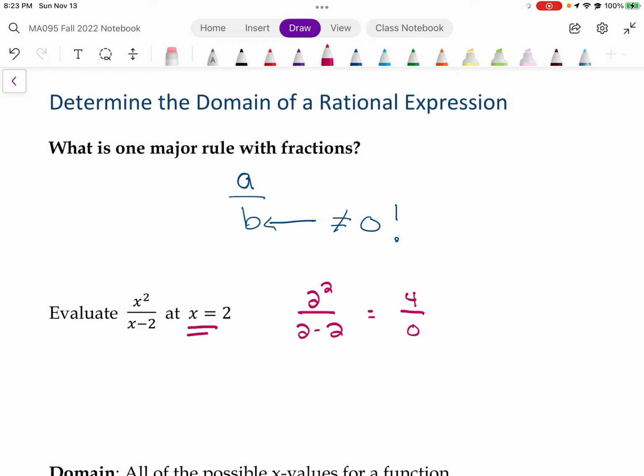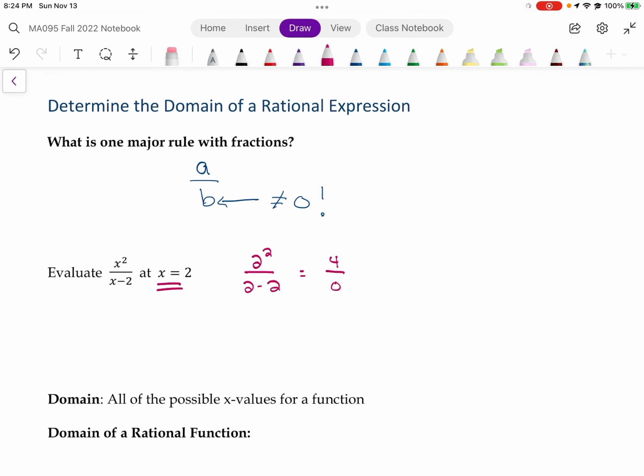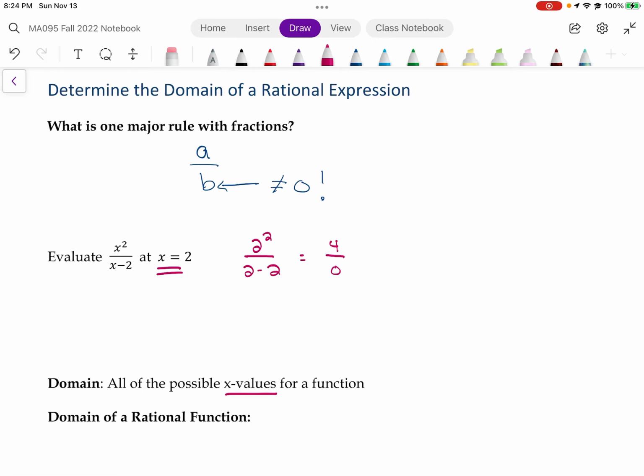So this is restricted. The domain is all the possible values, the x values, for a function. Remember, that's what we've always said, all the possible x values. So the domain of a rational function is a collection of all values for the input. That's always true: a collection of all the values for the input, that's the domain.